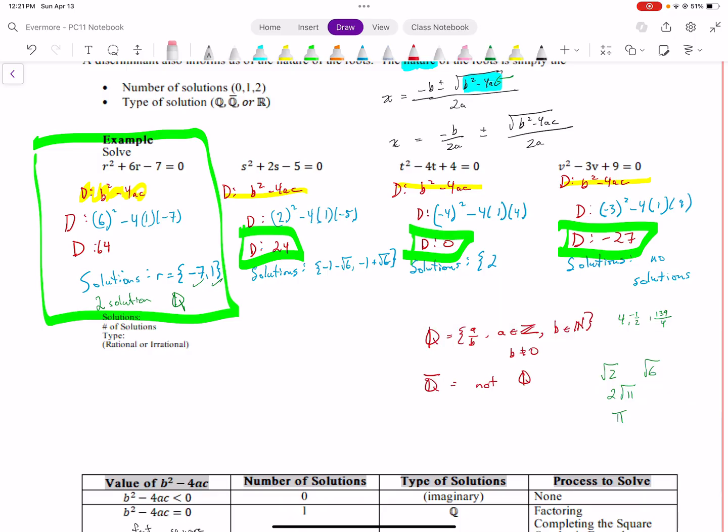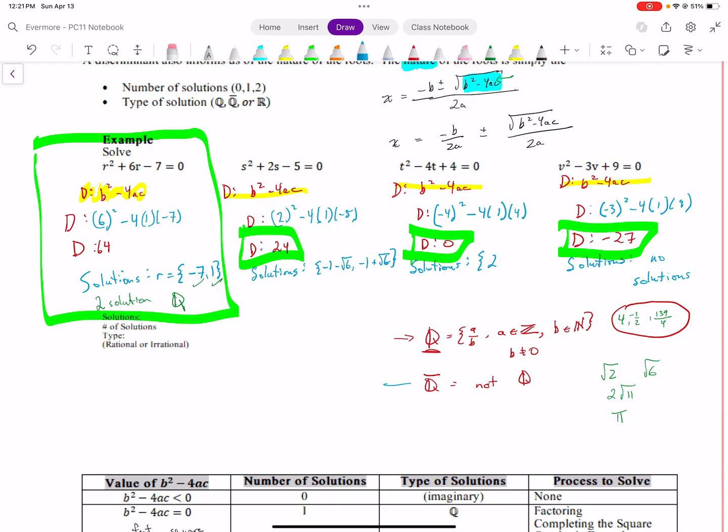So I just want to remind you what a rational number is. A rational number is any number that can be written in the form of a over b, where a and b are integers, and b is not equal to 0. All of the numbers that I've just circled, 4, 1/2, or 139 over 4, are rational numbers. Some people think of it as any number that you can write as a fraction.